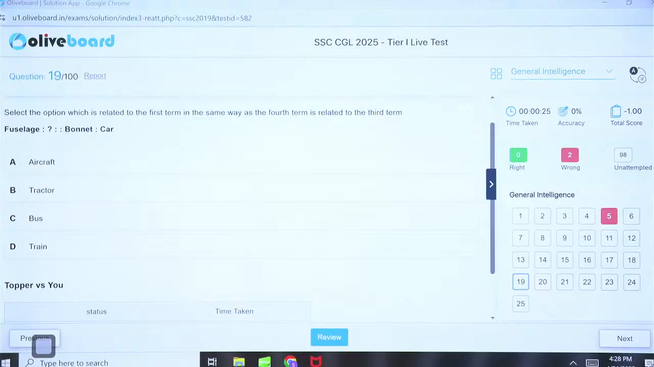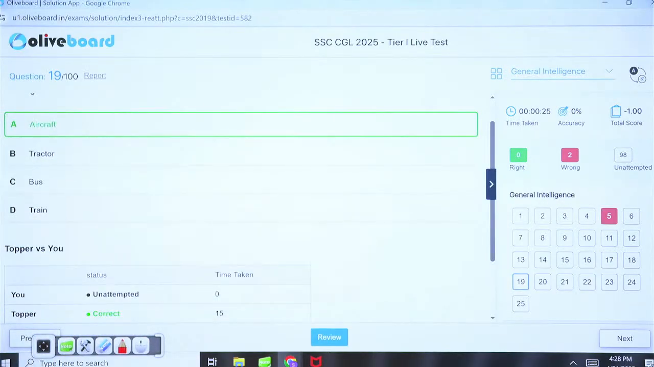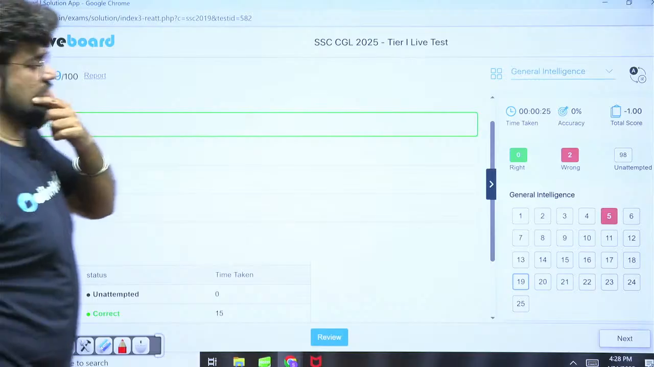But the first one will still be incorrect because only a few means a combination of some and some not, which is not going to be correct if I say all or no there. Correct. Fuselage is a part of an aircraft where similarly bonnet is a part of a car. So option A becomes the correct answer. Easy. Next, question number 20.